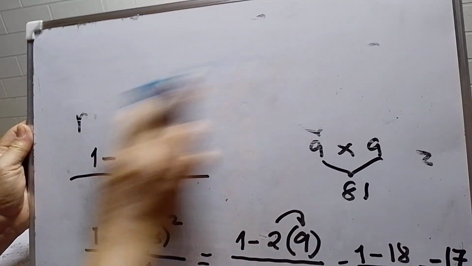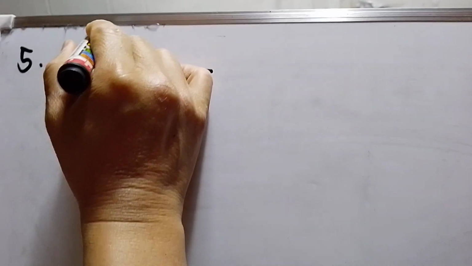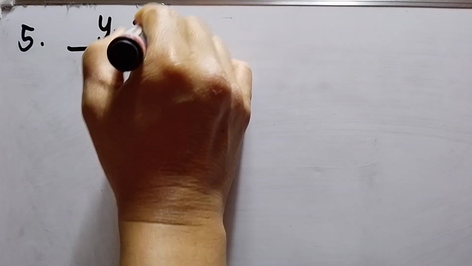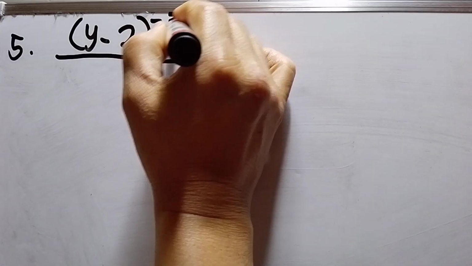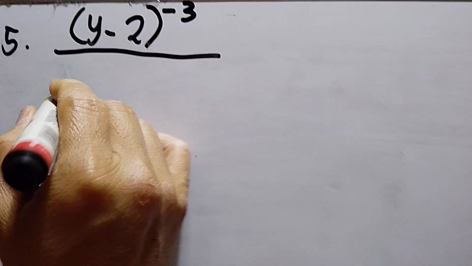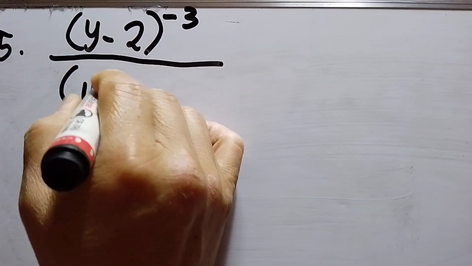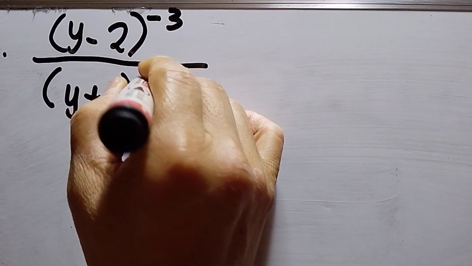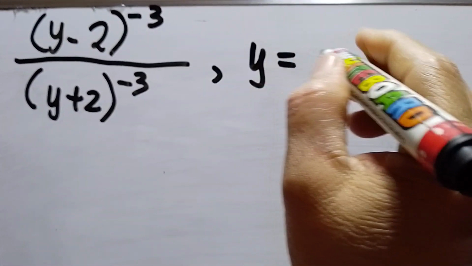Okay, number 5. I think this is the last example for negative exponents. So number 5, this will be y minus 2, round brackets, raised to the negative 3, and then the denominator will be round brackets y plus 2 raised to negative 3 power, where y is equal to positive 4.